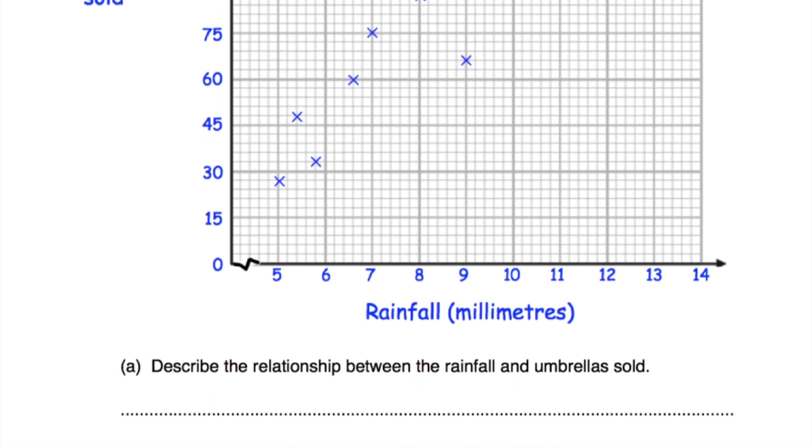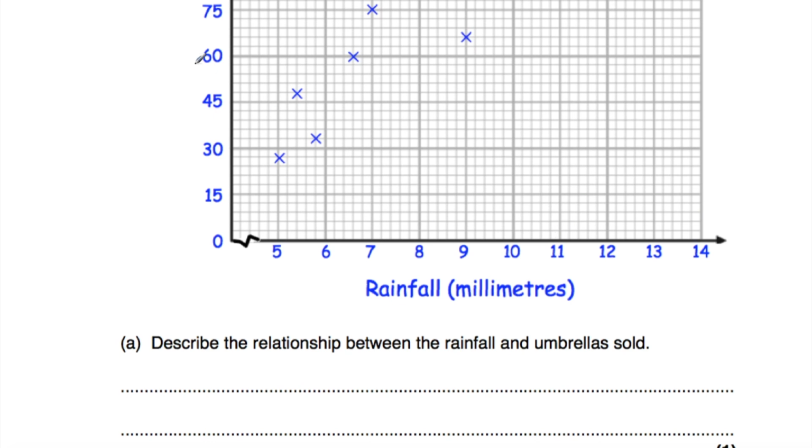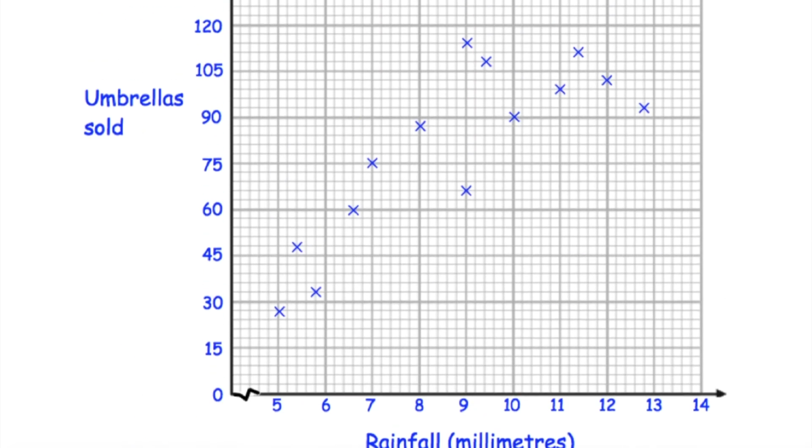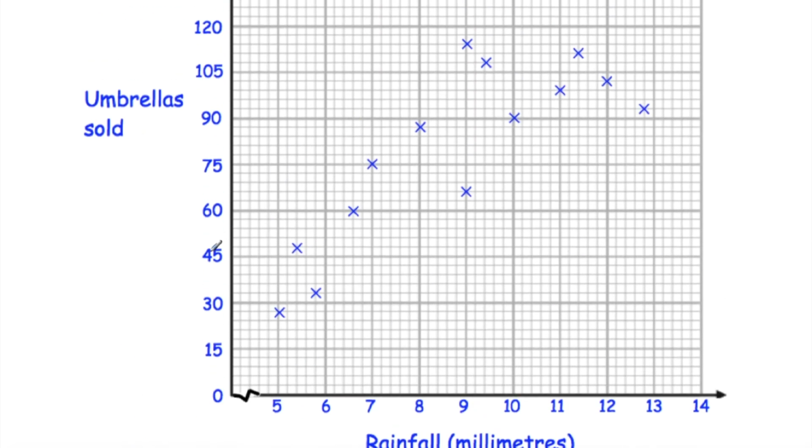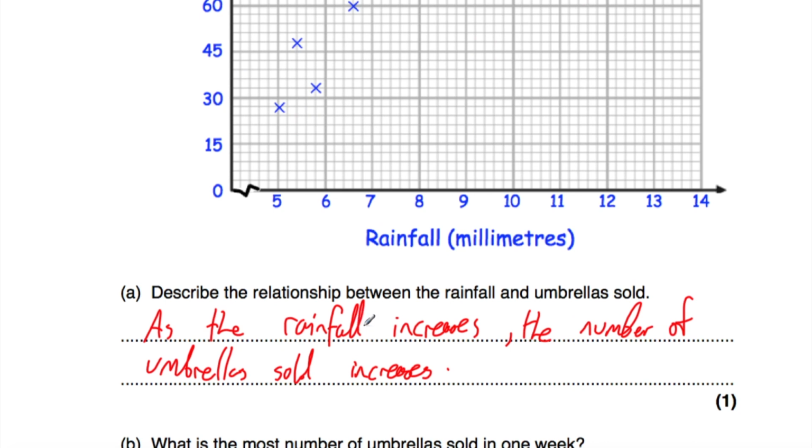Part A says, describe the relationship between the rainfall and the umbrellas sold. Well, as you can see, as the rainfall increases, the number of umbrellas sold increases as well. It's got a positive correlation. It's going upwards. So let's write that down. I've just written, as the rainfall increases, the number of umbrellas sold increases. And that describes the relationship.